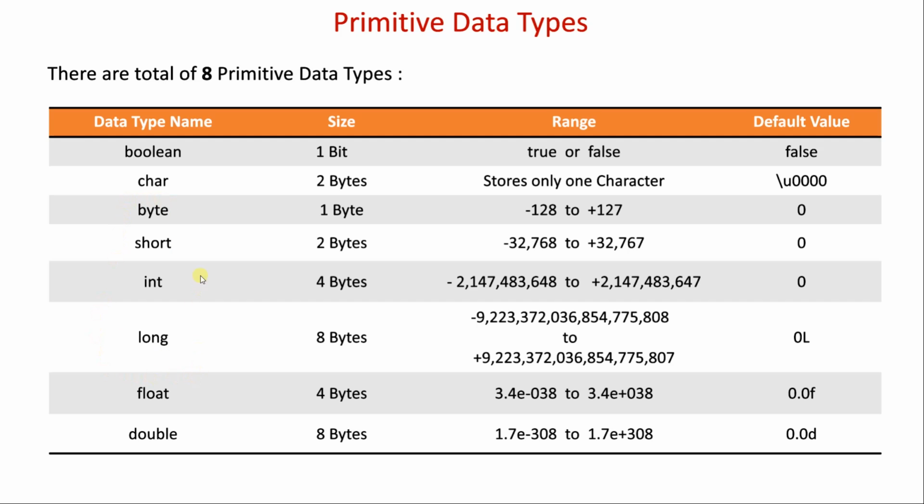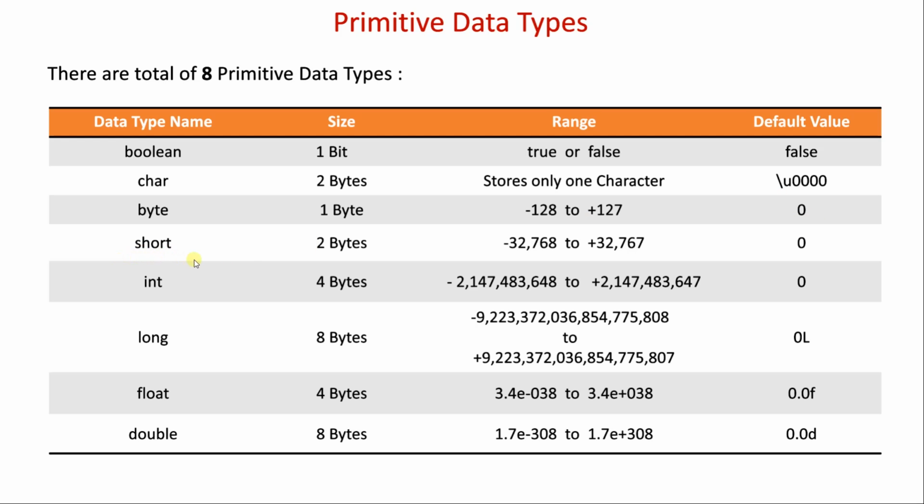This byte, short, int, long, these all come under the integer family, but the difference between these is the total size of the value these store. This byte data type takes only 1 byte and it stores values from -128 to +127, and the default value of this byte data type is 0.